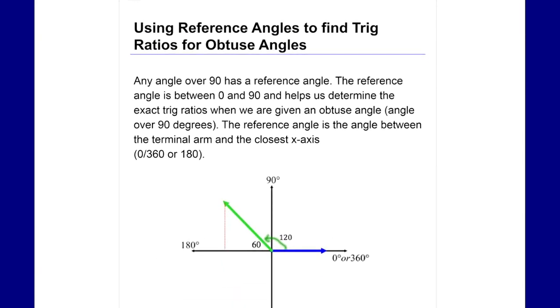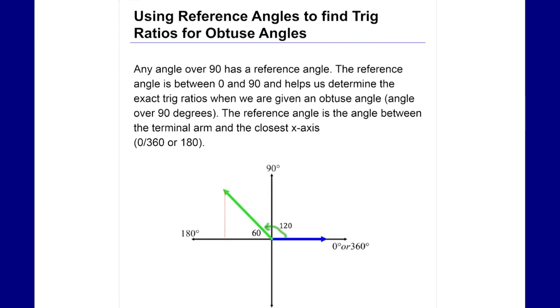So we can use reference angles to help us find trig ratios for obtuse angles. Right, most of our trig ratios that we've dealt with have been right angle triangles. We do have some laws that we'll look at later for non-right angle triangles. But we're going to look at using some of our special triangles to help us for obtuse angles. So any angle over 90 degrees does have a reference angle. And the reference angle is between 0 and 90.